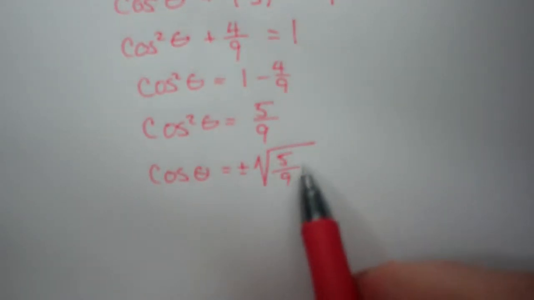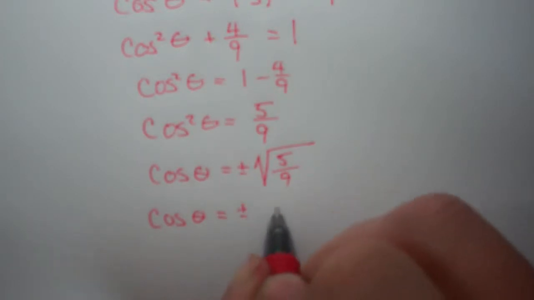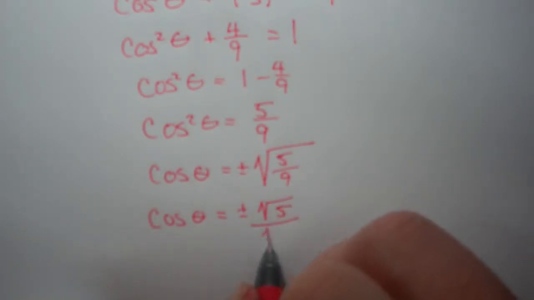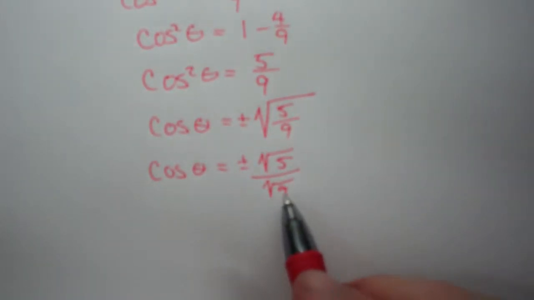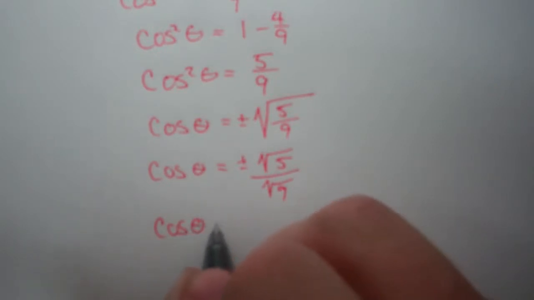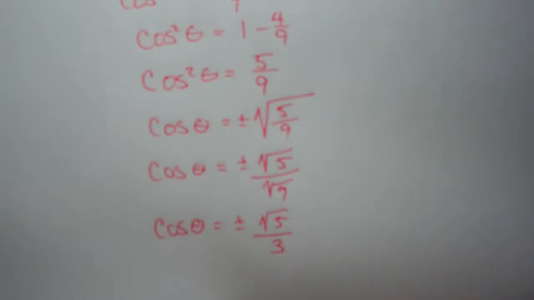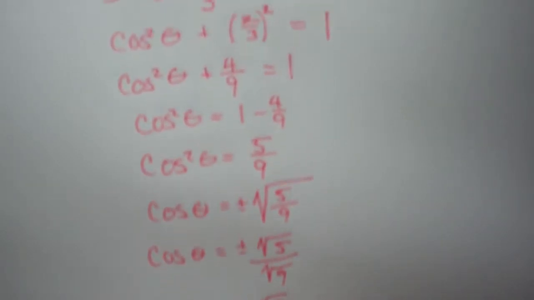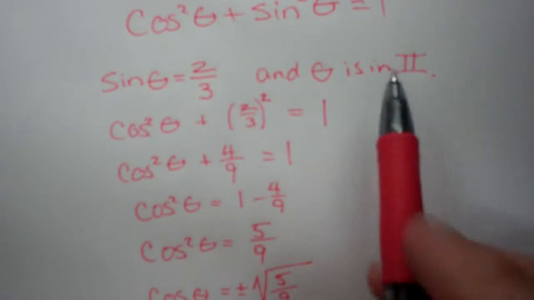When I have a radical of a fraction, it's the same thing as plus or minus the square root of 5 over the square root of 9. The square root of 9 is 3 because 9 is a perfect square. So cosine of theta is equal to plus or minus the square root of 5 over 3. Now how are we going to decide which sign to use? To do that, we go back and use this information: theta is in quadrant 2.